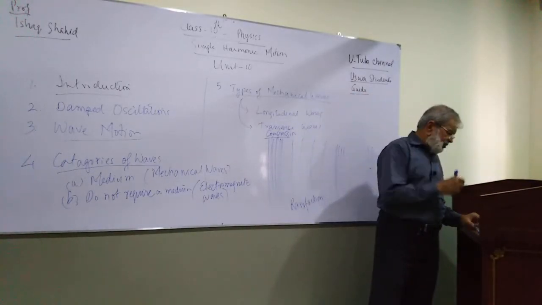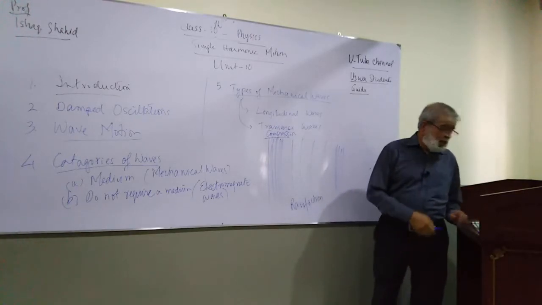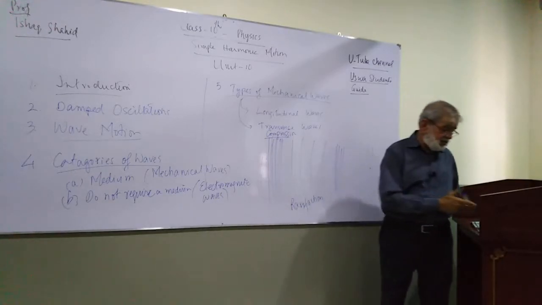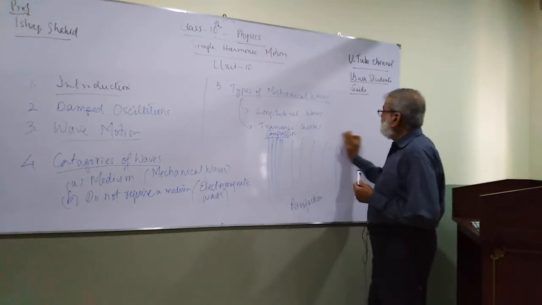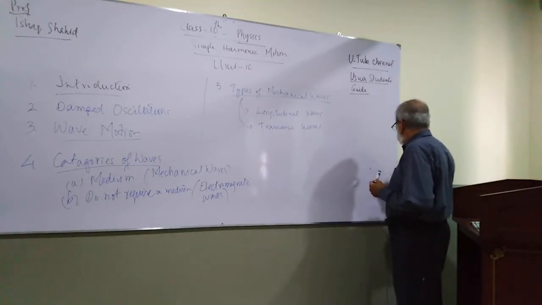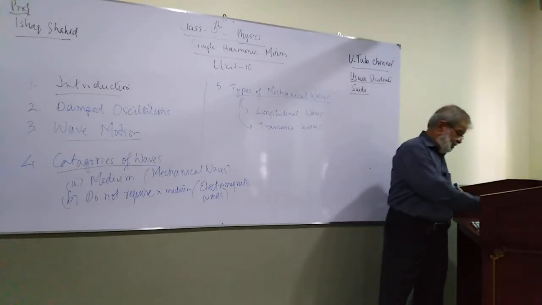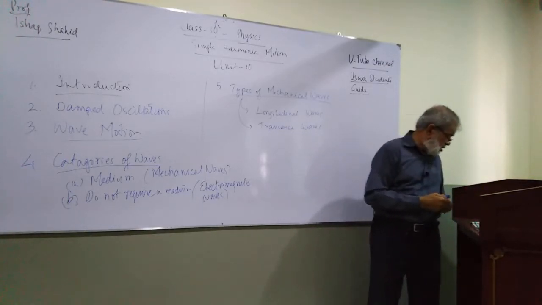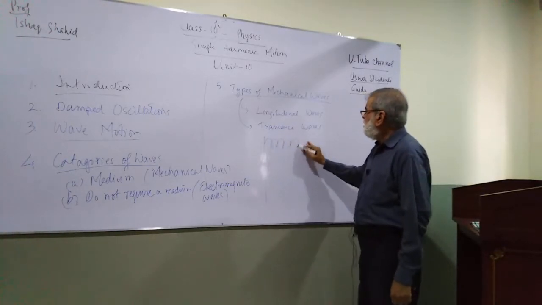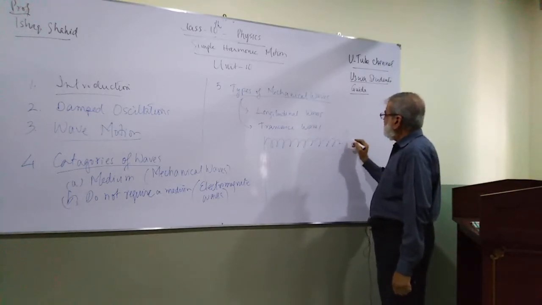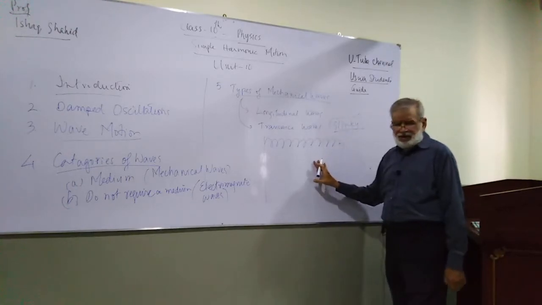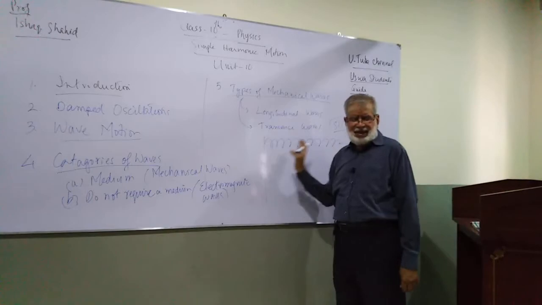There are other examples also. Suppose you have a slinky. We take the example of a small spring. This is the spring. It is called a slinky, S-L-I-N-K-Y. We take a spring and we attach both of its ends to two supports.